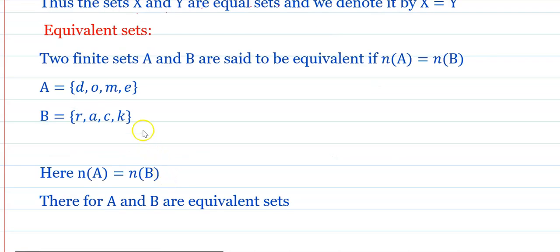Now what about the equivalent set? This is important. Equivalent is important. Two finite sets A and B are said to be equivalent if n of A is equal to n of B. A and B are two different sets, but if their cardinal numbers are the same, if the number of elements in them is the same, then we say that the given two sets are equivalent sets. Here n of A is equal to n of B, and therefore A and B are equivalent sets.